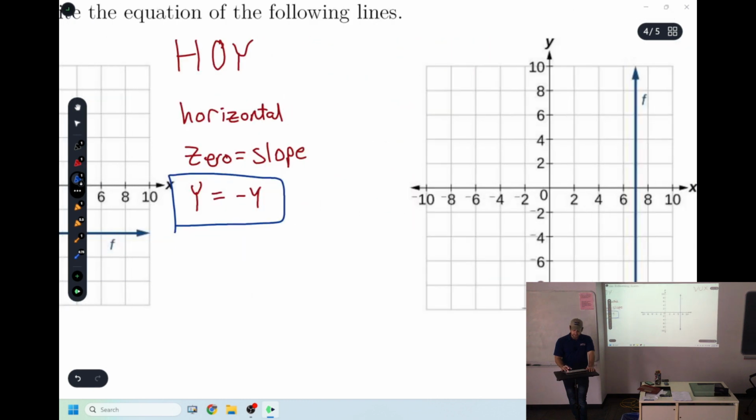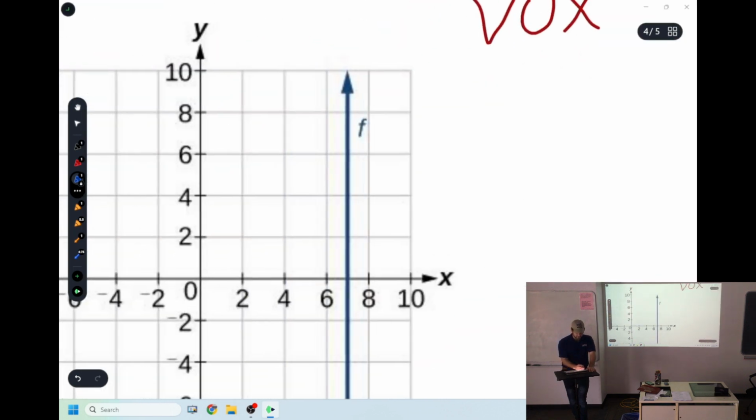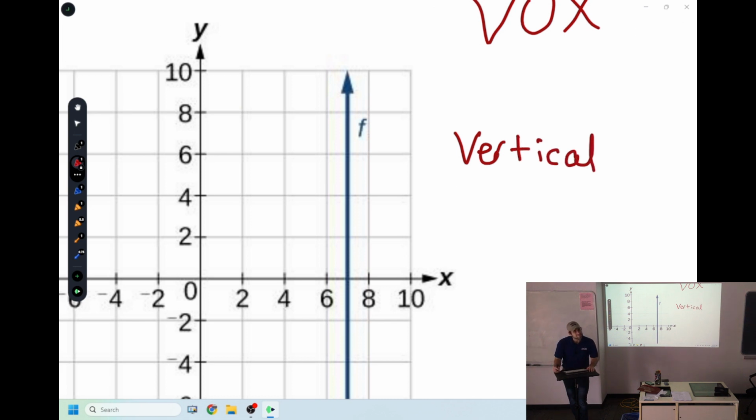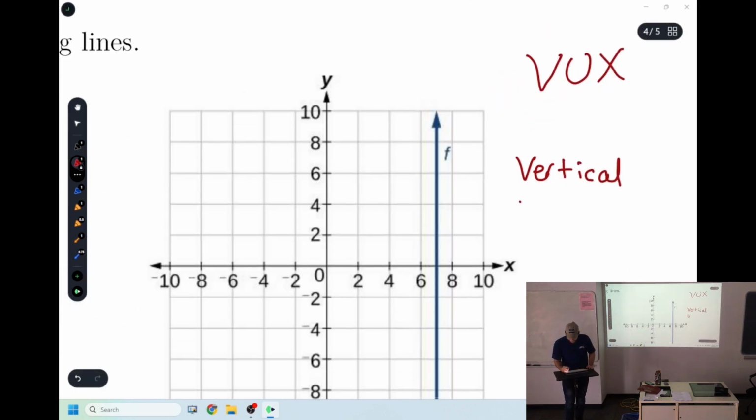Okay, slide over here. That pretty much informs this. What does the V stand for? That's what type of line it is. What does the U stand for? The 0 stands for undefined slope. No slope, even, if you want to be cool. And the X probably stands for? And in this case, x equals what?